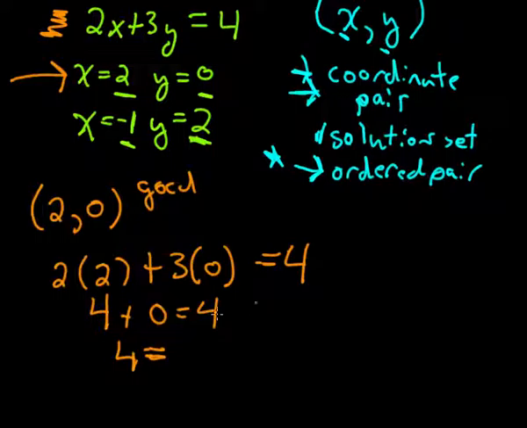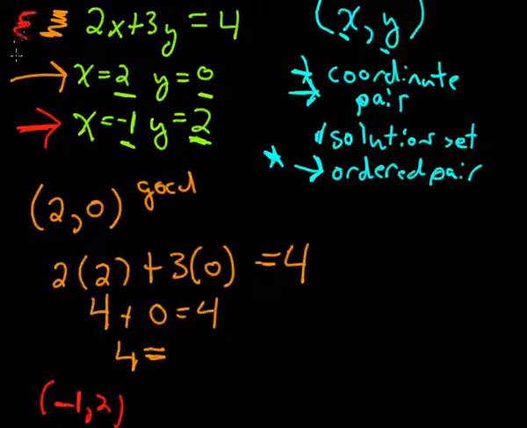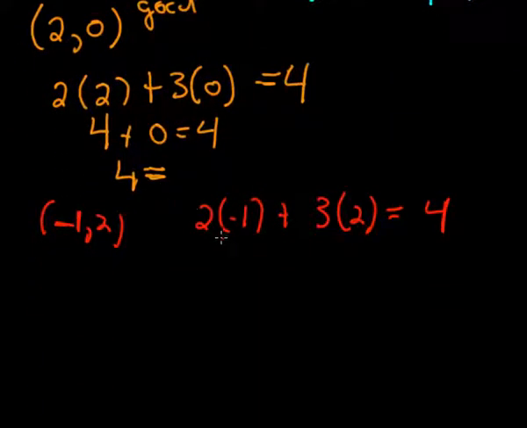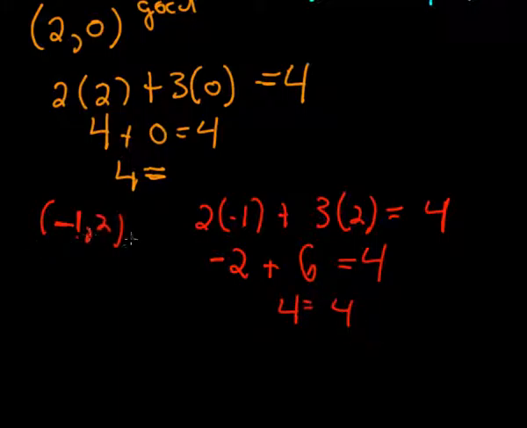When I look at the other value, let's change this to red, of -1, comma 2. I'm going to use this equation again, and I check 2 times -1 plus 3 times 2 equals 4. Plugging in my x value and my y value from the ordered pair. So 2 times -1 is -2, plus 3 times 2 is 6. 6 plus -2 is 4. And so this is a good ordered pair.